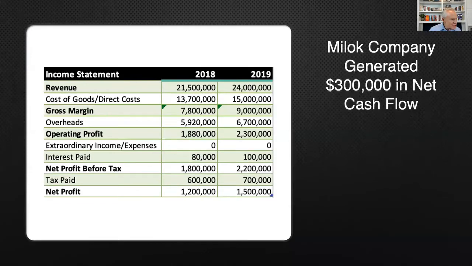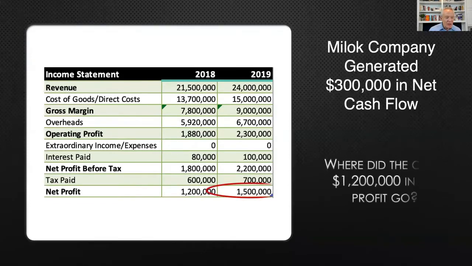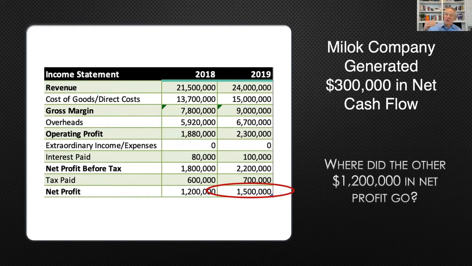But it begs this question. MyLock generated $300,000 in net cash flow, but where did the rest of the 1.2 million in net profit go? They generated $1.5 million in net profit, but only 300 in cash. Where did the other 1.2 million go? And that's the question that leadership is often asking. Why aren't we generating more cash? And if we generate more cash, that strengthens our financial position.